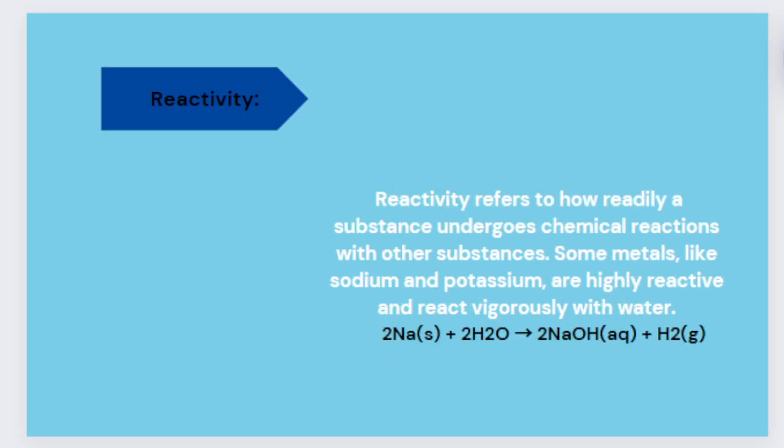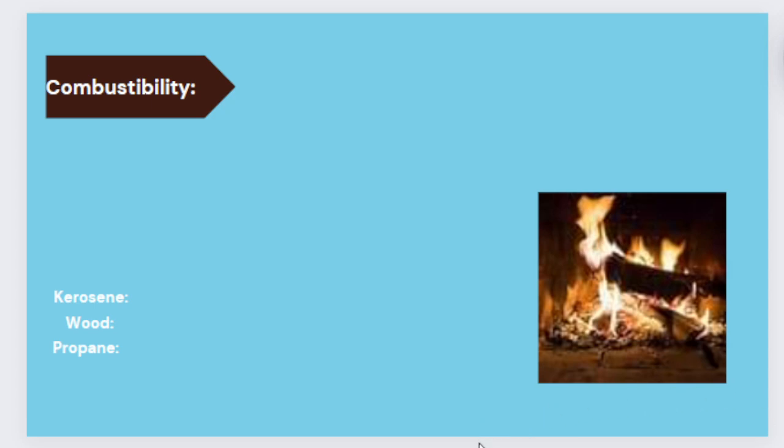Okay, next one is reactivity. Reactivity refers to how readily a substance undergoes chemical reactions. For example, sodium and potassium metals are highly reactive, and they react very speedily with water. Like if I take the reaction where sodium metal reacts with water, it makes sodium hydroxide and releases hydrogen gas.